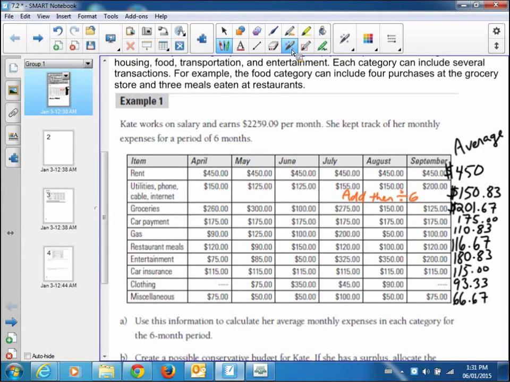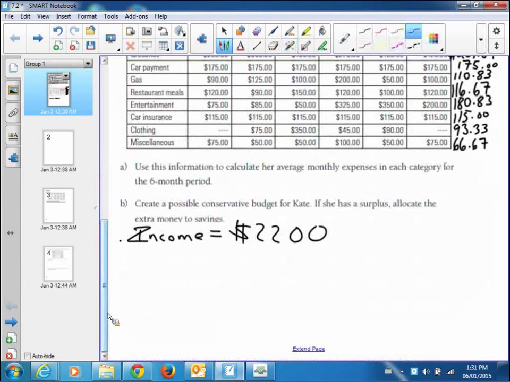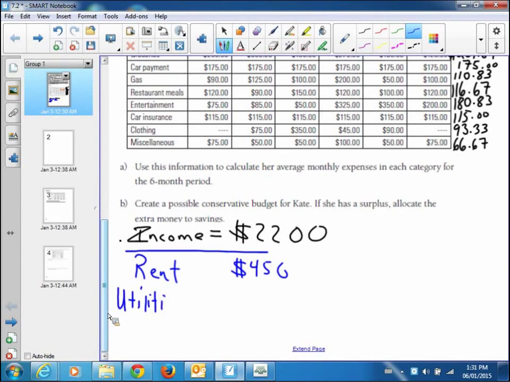Now, let's go down here. So the income is this. Then rent, wasn't that 450? I'll say utilities. What's a good one? We'll go higher than 150. What do you guys say? I like using 25s and 50s, you know what I mean? Like 100, 125, 150, 175, 200. Anyways, what should we use for utilities? 175. Okay, we'll go with 175.